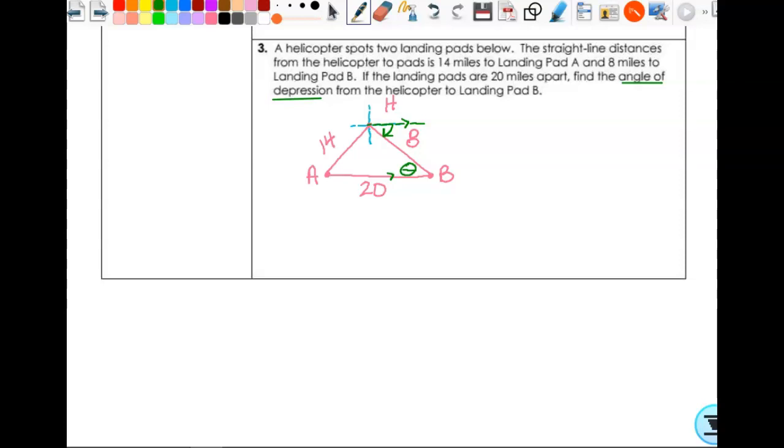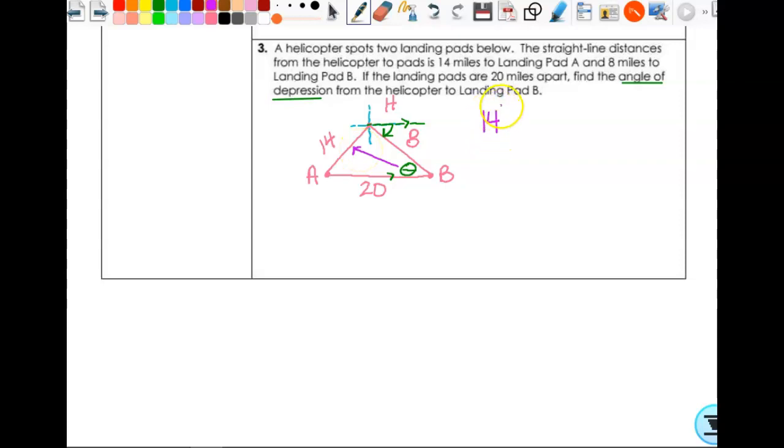All right, so I need to find theta. Is this going to be law of sines or law of cosines? For law of sines, I have to know at least one angle. I don't know one of the angles, right? So it's going to have to be law of cosines again. When I do my law of cosines, which side length is going to be on the outside? 14, because it has to be the one that corresponds to the angle here.